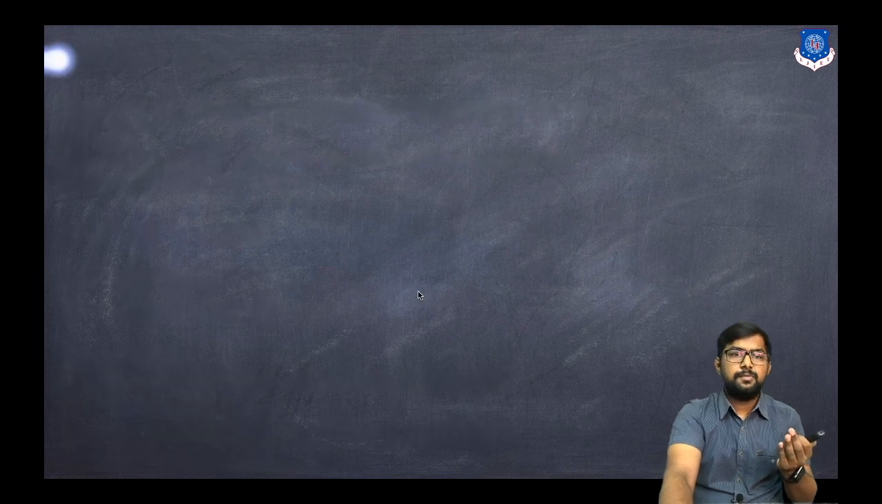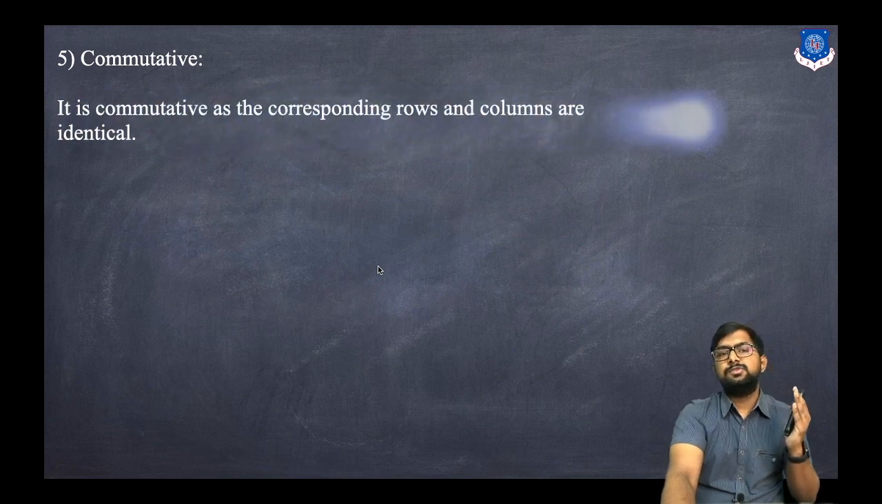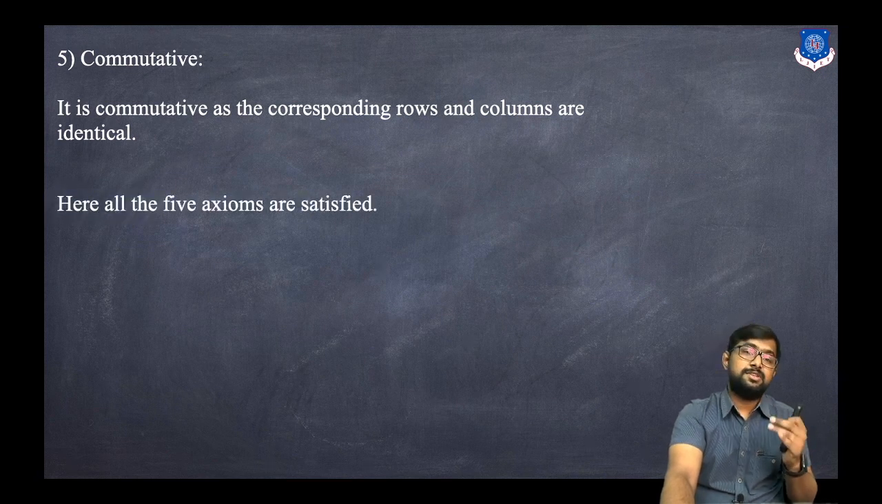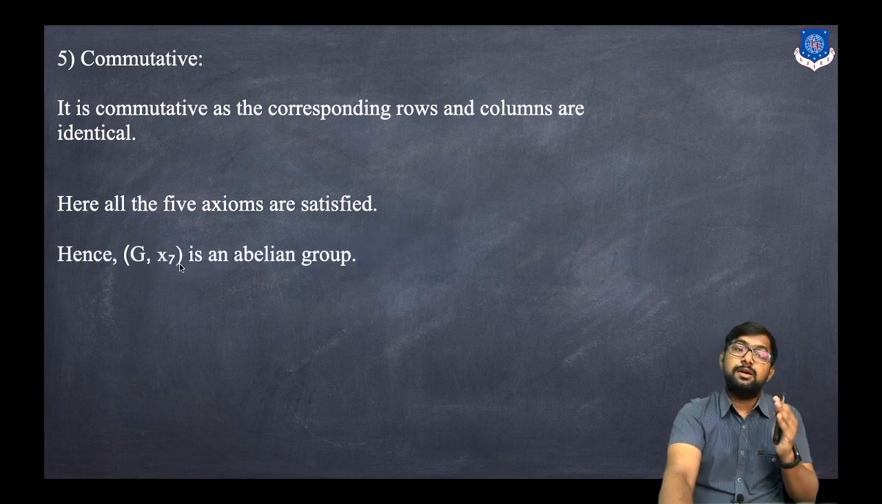Fine. And for commutativity, it is very obvious. As the corresponding rows and columns are identical, it is commutative. Fine. So here all the 5 axioms are satisfied. So we can say that this G under multiplication modulo 7 is an abelian group.